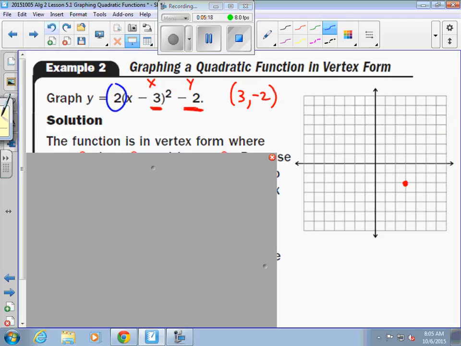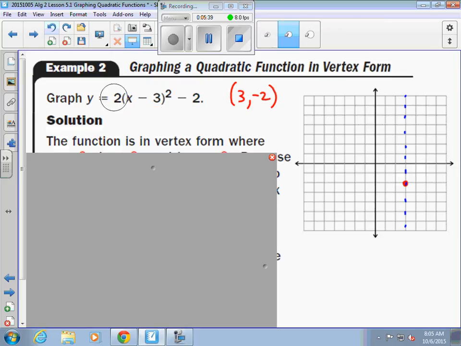So we know that's the vertex. We know it's going to open that way. And we know since it's the vertex, this is our line of symmetry right here. Remember, the line of symmetry separates it. It makes it exactly the same on one side and the other side. So (3, -2) is what it was.